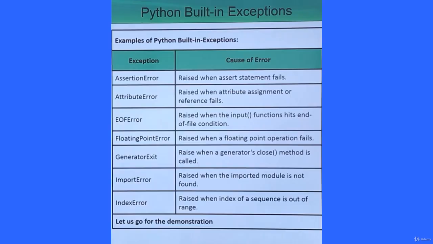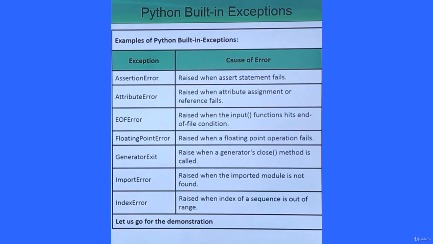Next one is the AttributeError, raised when an attribute assignment or reference fails. Next one is the EOFError, that is the end of file error, raised when the input function hits the end of the file and is trying to read some content from the file. In that case obviously the file has been exhausted, so the exception will be raised, and that is known as EOFError.